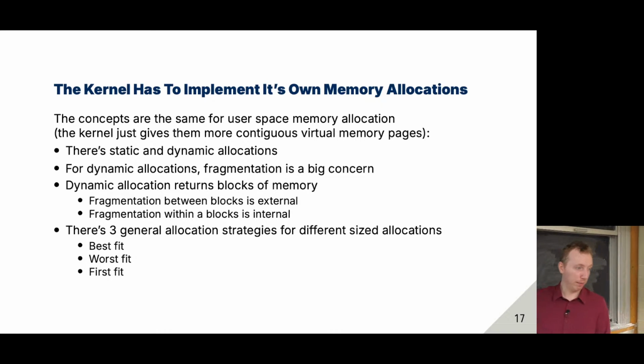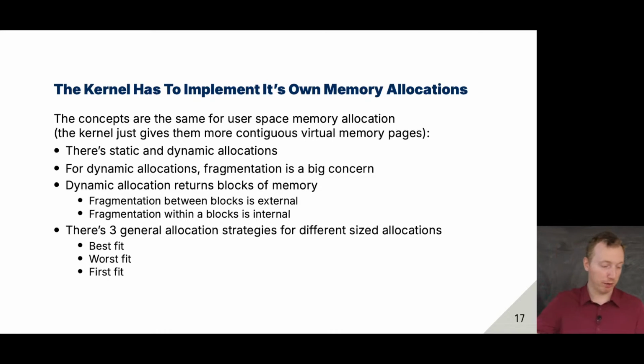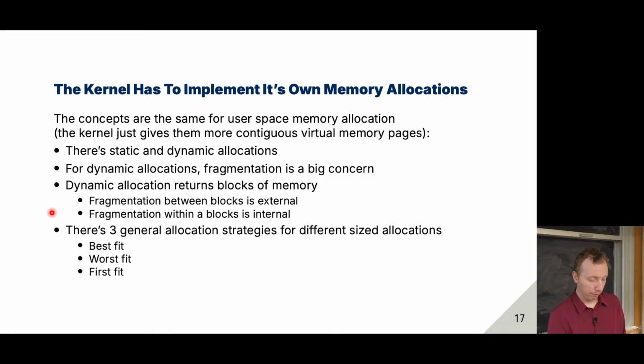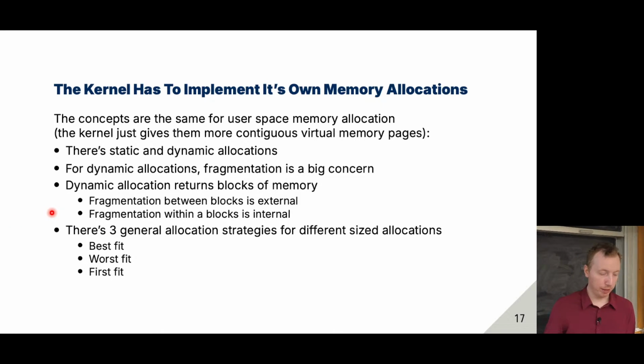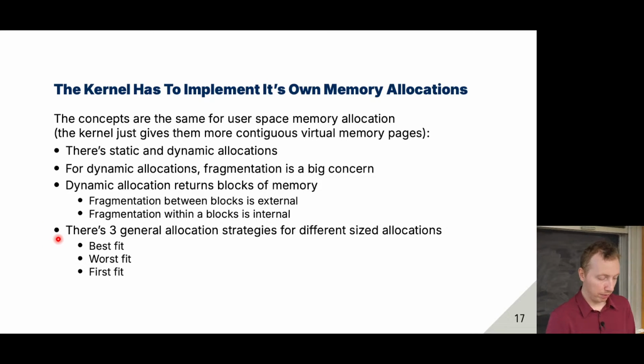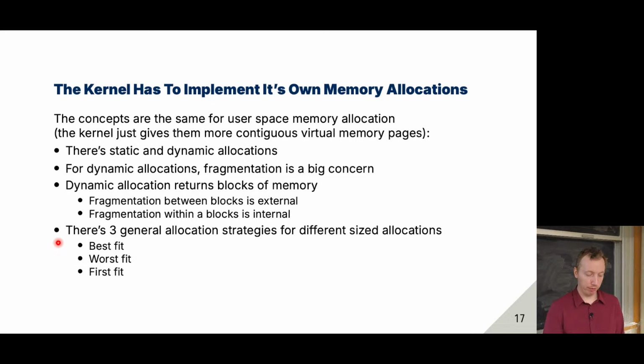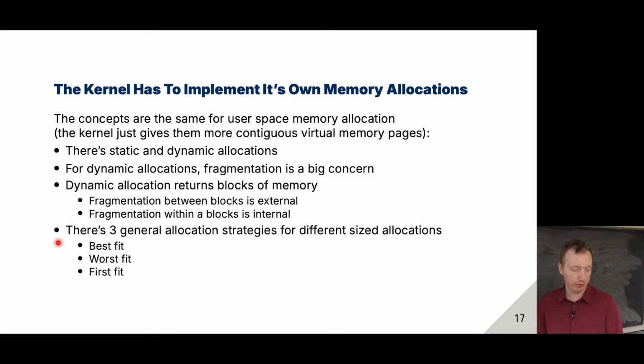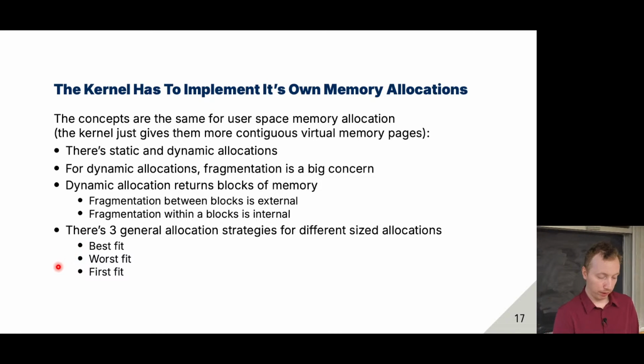Dynamic memory allocation just returns blocks of memory that have to be contiguous in virtual memory at least. Fragmentation between blocks is external. That's what your memory allocator mostly has control over. Fragmentation within a block that the memory allocator manages is internal. In general, there are 3 allocation strategies. If you have general different sized allocations, there's best fit, worst fit, first fit, and we'll see better ones tomorrow.